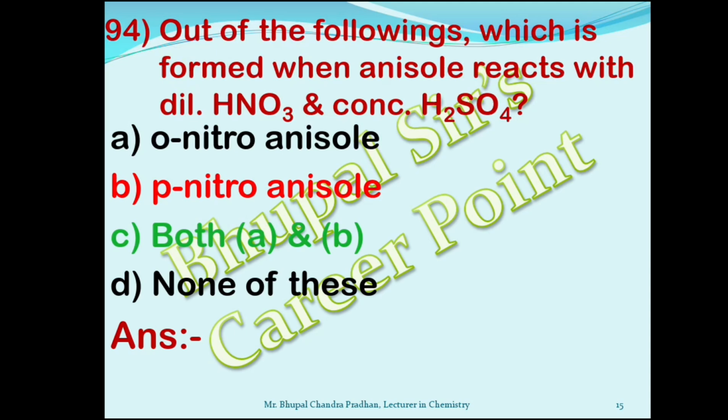When anisole undergoes nitration with nitric acid in the presence of concentrated sulfuric acid, then the electrophile NO2 plus will migrate towards the ortho and para positions, because the alkoxy group, whenever attached to the benzene ring, orients the incoming electrophile to ortho and para positions. So the electrophile NO2 plus will attack an ortho position to give us orthonitroanisole, and also the para position to give us paranitroanisole. So in case of nitration of anisole, both orthonitroanisole and paranitroanisole are formed. So option C is the correct answer. Thanks for the students who have given option C as their answer in the live chat.